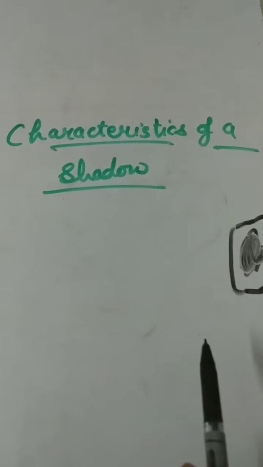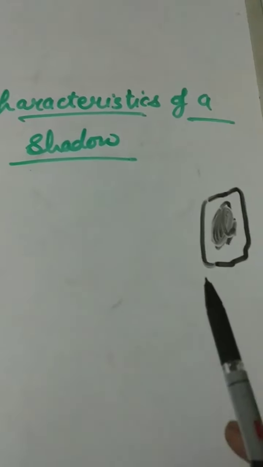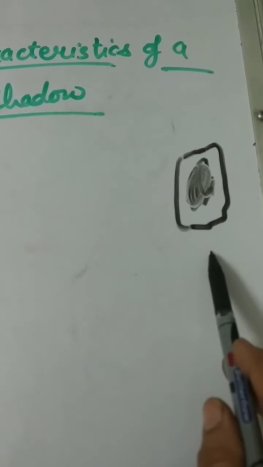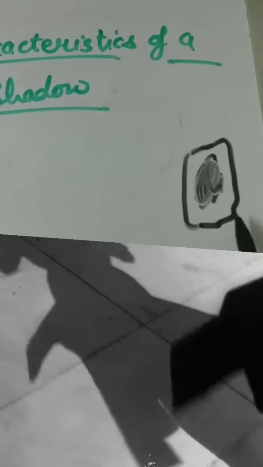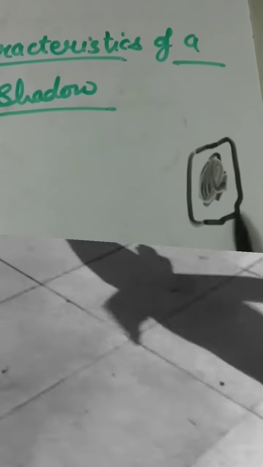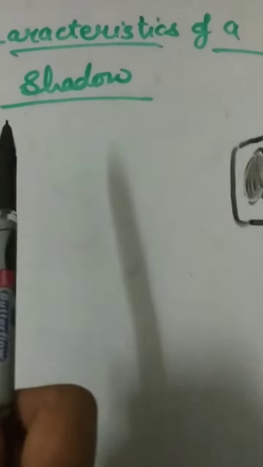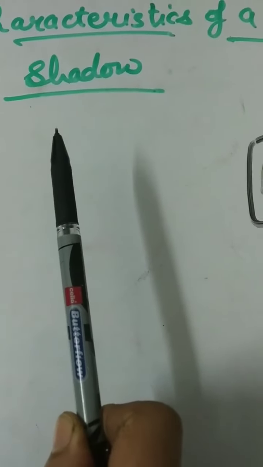Characteristics of a shadow. A shadow is always a dark patch regardless of the color of the object. This is because the patch does not receive any light. You can see the shadow of this pen. It means this patch does not receive any light. That's why it is a black or dark patch.